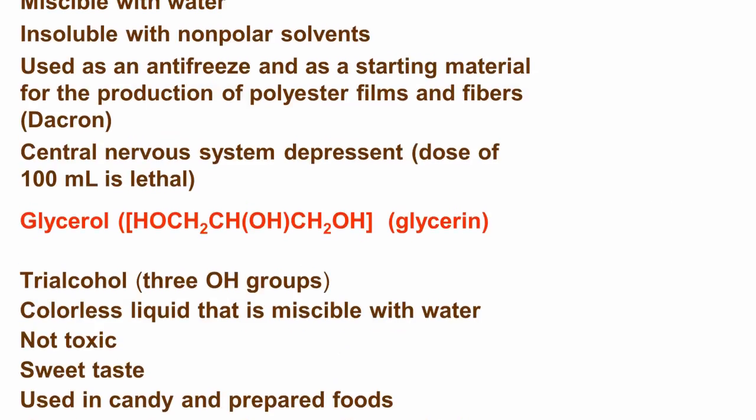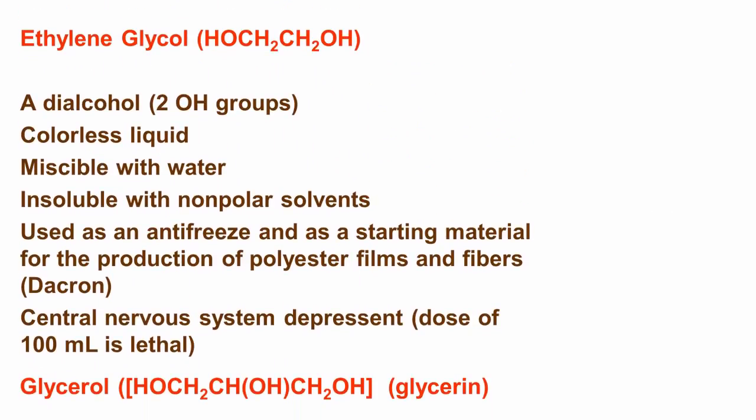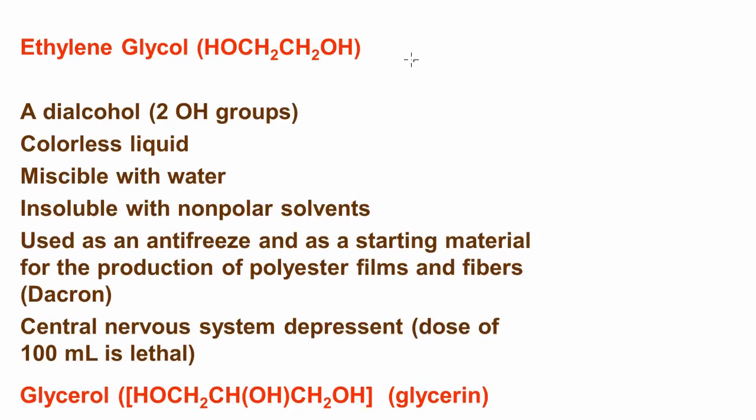The next common alcohol is what we call a dialcohol, and that is ethylene glycol. There are 2 OH groups. In fact, let me go ahead and draw this. So let me draw these CH bonds here, and notice that we have an OH group bonded to each of the carbons.